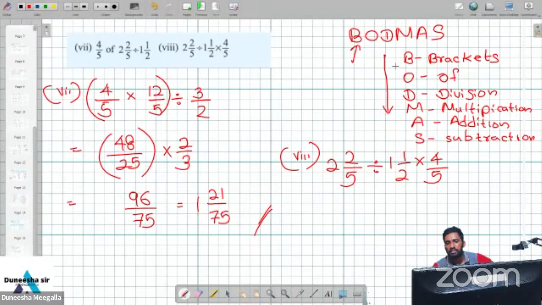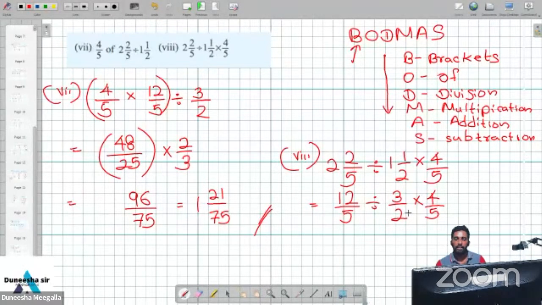By BODMAS, what we have to do first is get the improper fraction of these mixed numbers. What is 5 multiplied by 2? 5 multiplied by 2 is 10. The 10 plus 2 is 12. Then the division. Then 1 and 1 over 2: 1 multiplied by 2 is 2, plus 1, so 3 over 2. And then multiplied by 4 over 5.